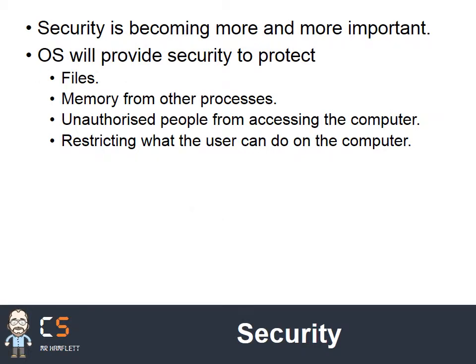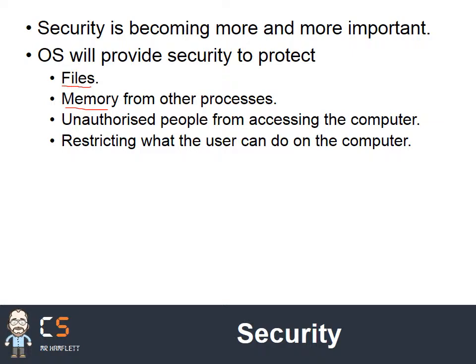Security is really fundamentally important. I think security now is becoming more important than it ever has been in the past. So the operating system provides security to protect your files. For example, it might be that certain files we want to protect from general day-to-day messing around, so it might be linked to admin. We might have multiple users using the same computer, so each other's files are protected from one another through passwords. We want to protect memory from other processes.